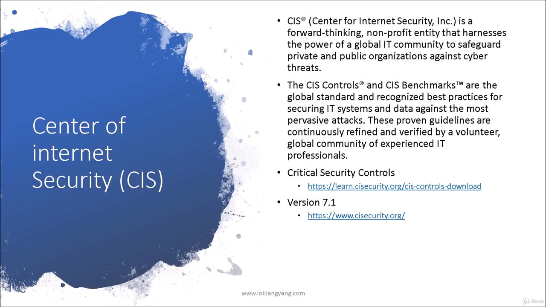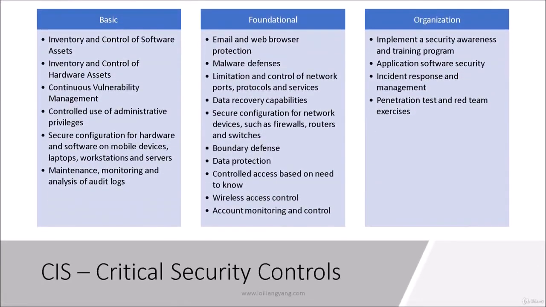So of course, there are three key areas. Number one is the basic critical security controls. The basic requirements are 6 bullet points here. So we have inventory and control of software and hardware, and continuous vulnerability management: how do you scan for vulnerabilities, find vulnerabilities in the environment and manage them consistently?